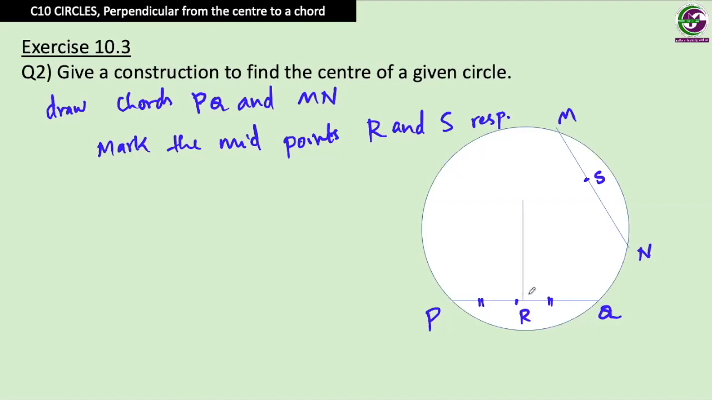So this is a perpendicular. So the center will be anywhere on this line. Again, we will draw one more perpendicular. That's why we made two chords. Again, we have another perpendicular which passes through the center. So the point where it meets is called the center, or it will be the center.